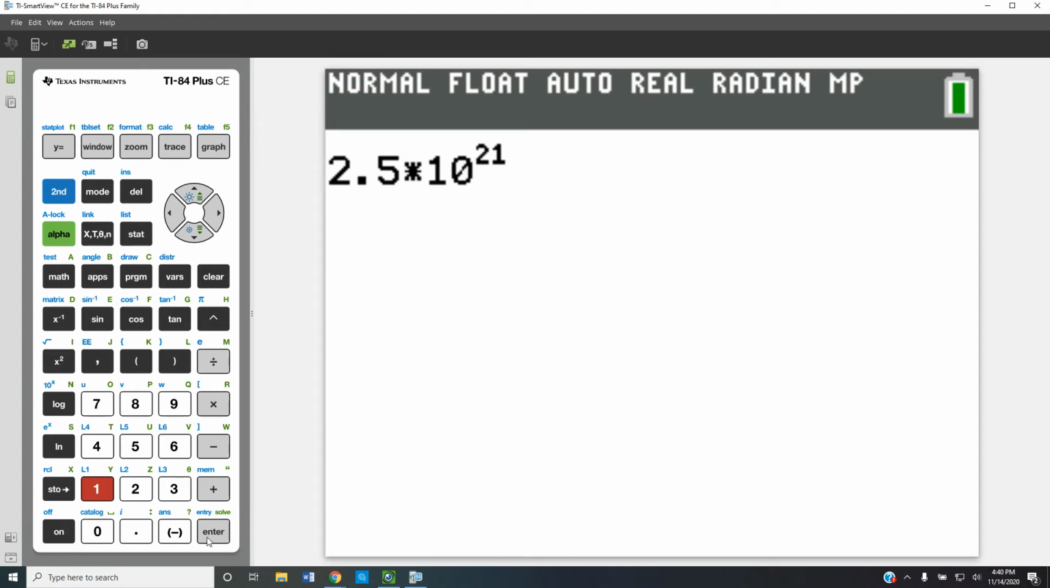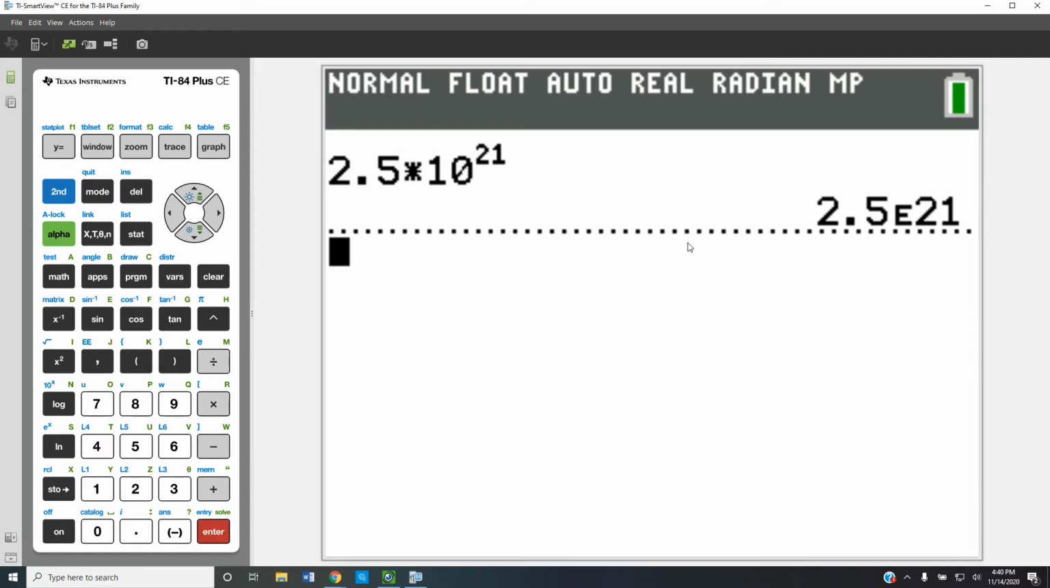We know it's a number bigger than 1. It'll move the decimal 21 positions to the right. If I hit enter, notice it says, hey, this is 2.5 E. E stands for times 10. After the E is the exponent of 21.